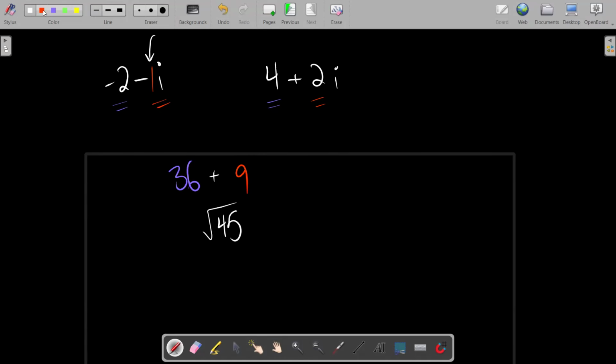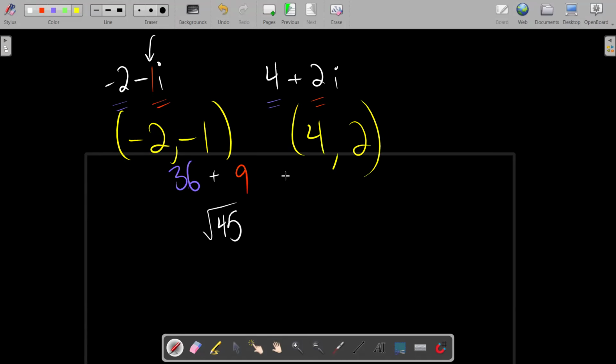Yeah, I mean, it's seriously no different than saying this is the point -2, -1, and this is the point 4, 2. Forget the i's, just look at the numbers. How far apart is -2 from 4? 6, right? How far apart is -1 from 2? 3. Like, don't get all bogged down with all the other stuff. So what are you going to get when you break that down?